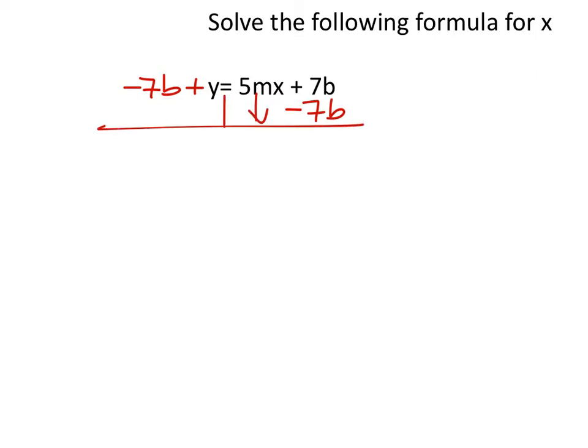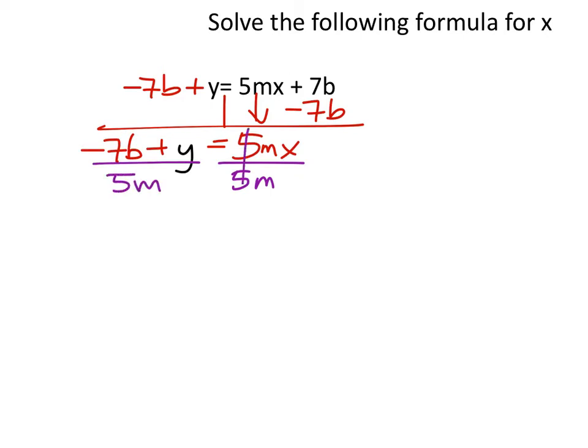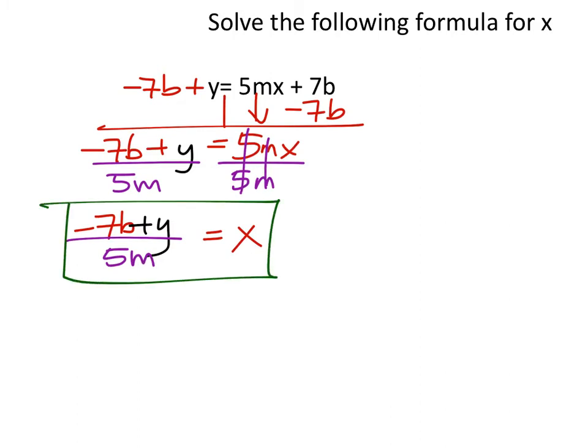I'm going to drop my 5mx. Now I've got 5 mx's, but I don't want 5 m's times that x. So I need to make it a factor of 1 by dividing both sides by 5m. Just like this. And the 5's become a factor of 1, and same with the m's. So now I've got x equals negative 7b plus y divided by 5m. And now we have solved for x, right? We have x equals something, and we're good.